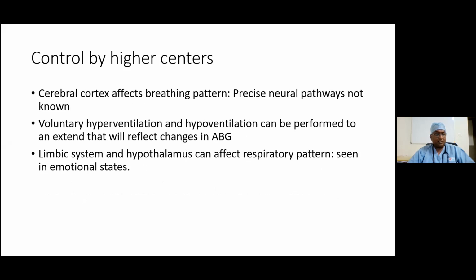There is also a control of respiration by higher centers. Now, the cerebral cortex affects breathing pattern, but the precise neural pathways are not known. But we all know we can voluntarily hyperventilate up to an extent where changes in PaCO2 are reflected. So that is managed by a cerebral cortical control. Now, in extreme emotional states, you can see there is a change in pattern of respiration that is controlled by the limbic system and hypothalamus.